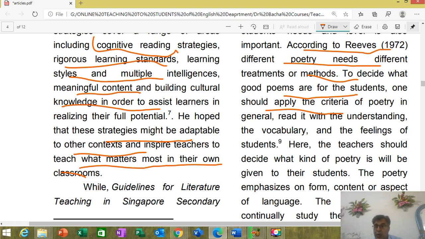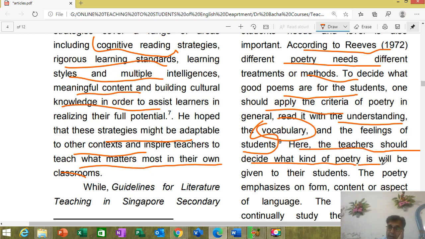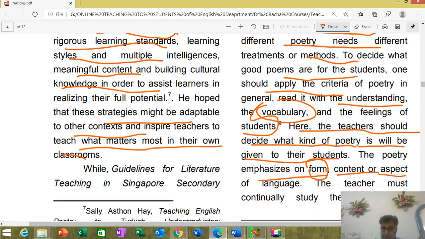All right. So, apply the criteria, and read it with understanding, vocabulary, and the feelings of students. These are all things you have to keep in mind. For the teachers, this is very, very important. The teachers should decide what kind of poetry will be given to their students. All right. The poetry emphasizes form. Okay. It is classical or romantic, content or aspect of language.